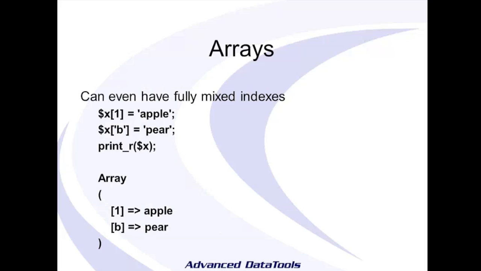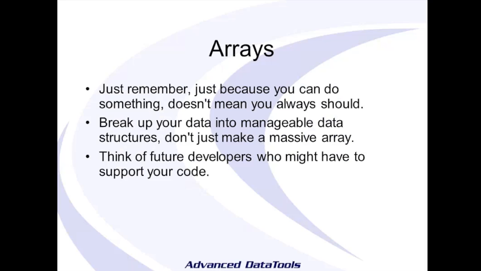You can also have mixed indexes within a single array. Again, this is one of those things that you may have a reason to. Unless you have a very good reason, I don't recommend you do this in production code. It gets very hard to keep track of, but you can. We have both a numeric and an associative array in the same single array object. So in this case, 1 is apple, B is pear. Can do it, probably don't want to.